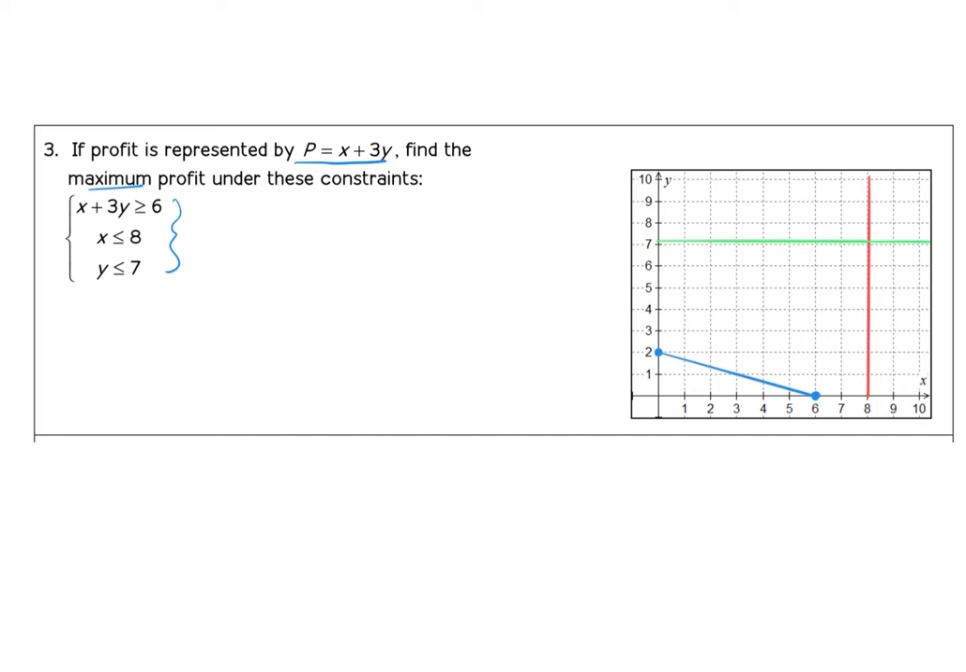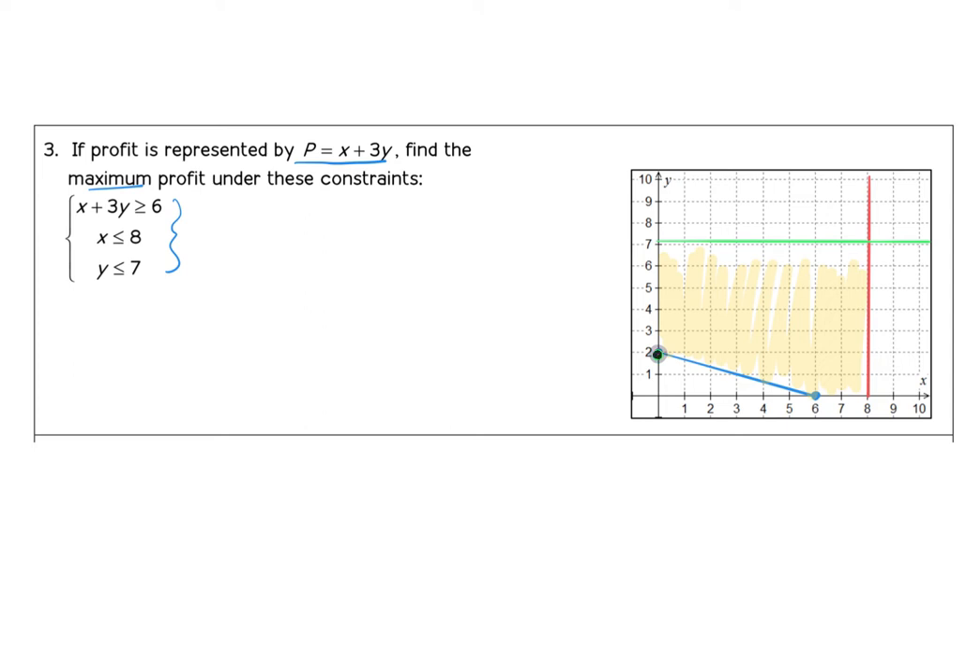All right. So if I were to say, what region am I going to shade here? I want everything above the blue line. It's less than 8, so everything to the left of 8, and less than 7, everything below 7. So if I were to shade this region, I'm talking about this guy right here. And then I am going to do exactly what I did before. I'm going to plug my vertices into the profit. So I need to figure out what my vertex for each point is. Here's one right here.